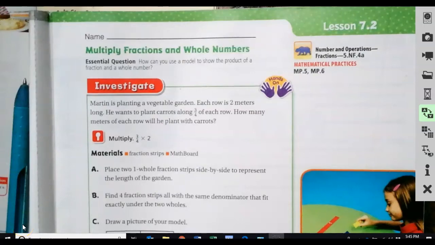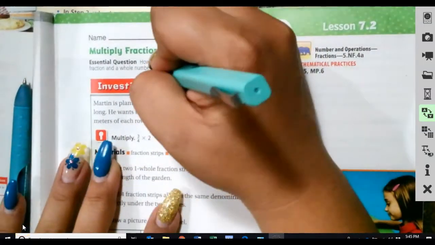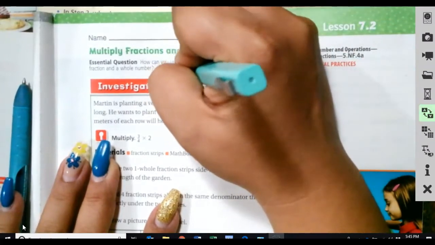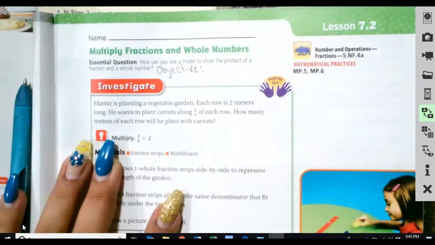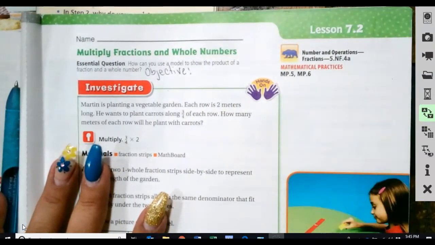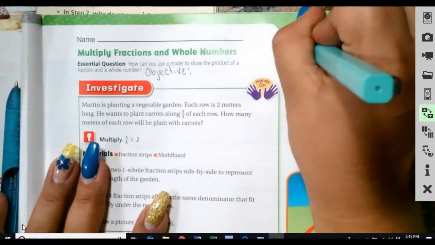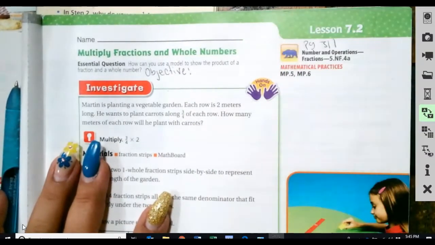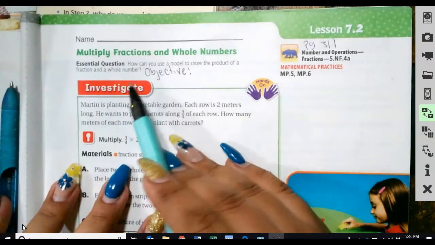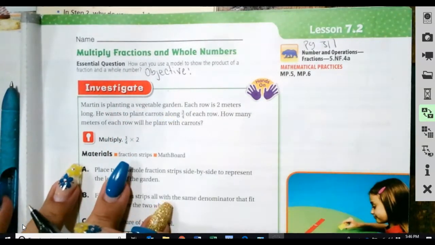Okay, the objective of this lesson, and before I keep writing it, we are on lesson 7.2. This is page 311. Page 311, we're on the lesson multiply fractions and whole numbers.